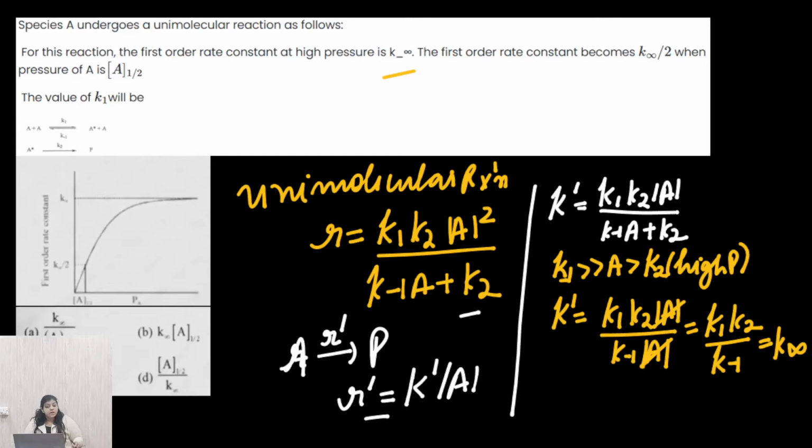So this is nothing but your K infinity. This is what is given to us, that the first order rate constant at higher pressure is K infinity. At high pressure it is K infinity, which has the value of K1 K2 upon K inverse. This is my observed rate constant.